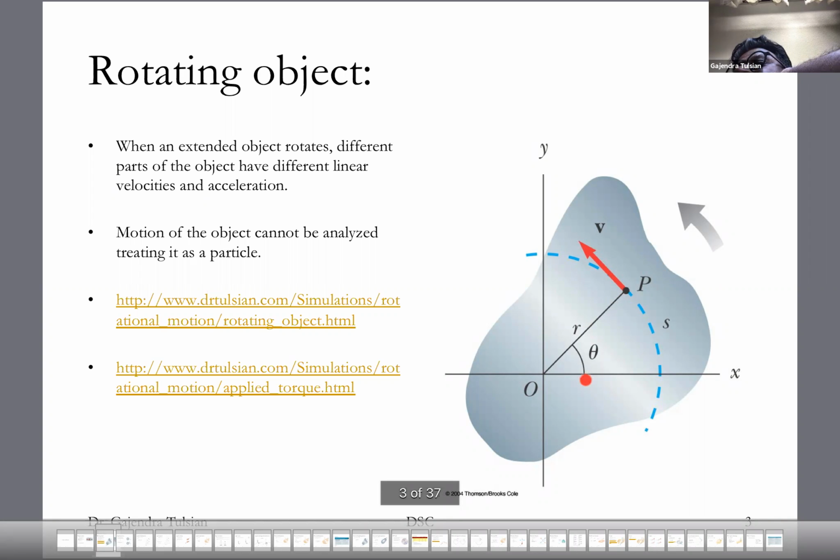But what is the same is the angle through which each object rotates; it is the same for every point. Okay, so that's the variable we'll use. So again, like I said, the motion of this object cannot be treated as a particle. It's an extended object. Okay. And I urge you guys to go see these two simulations.